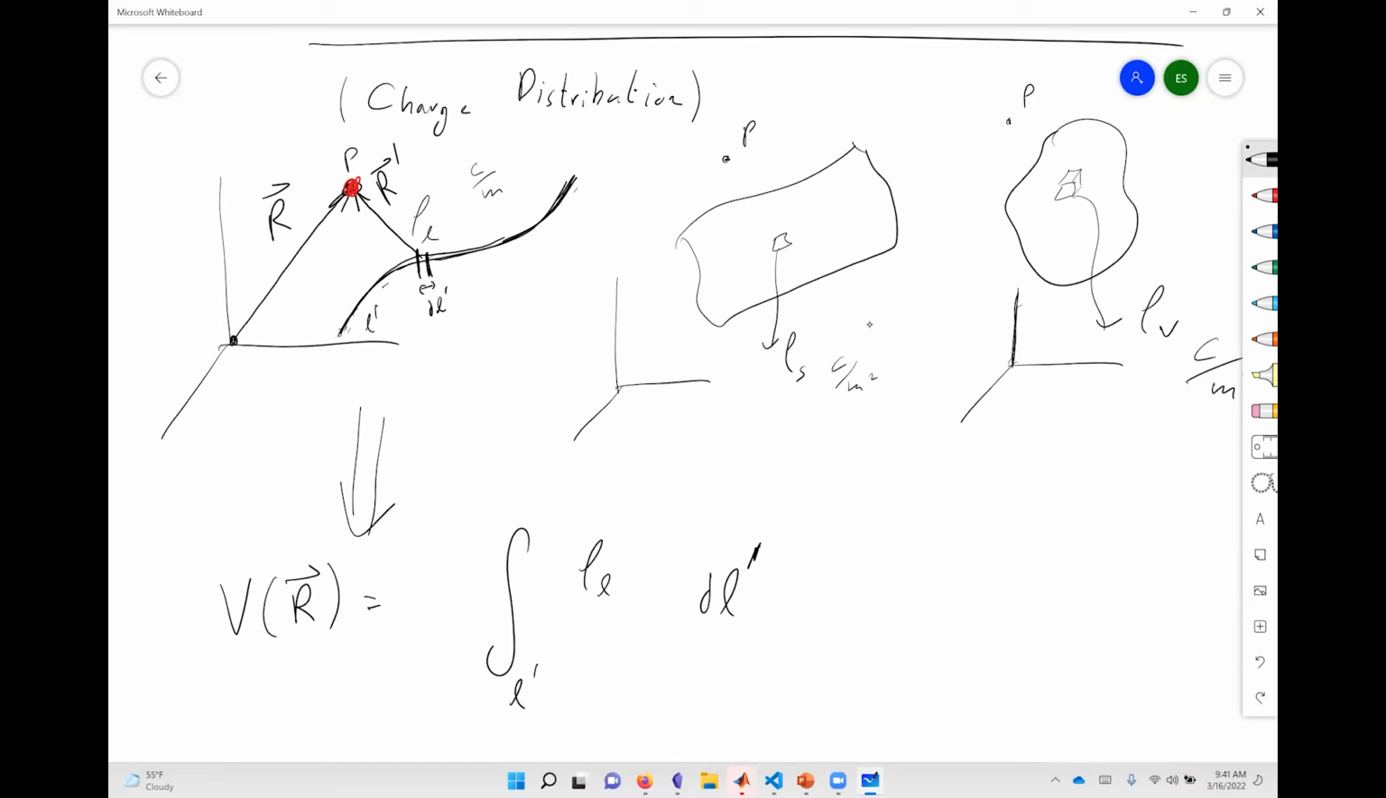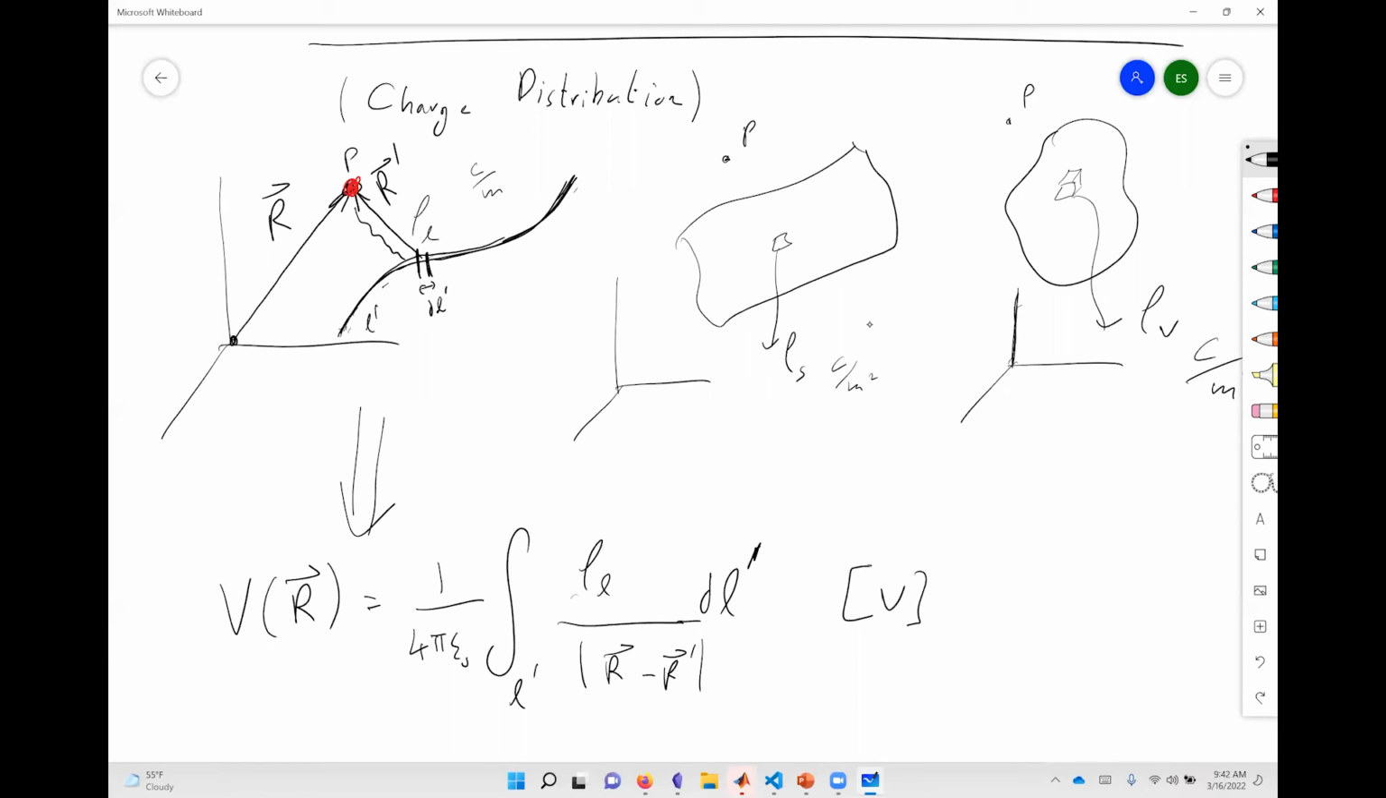So this is DL prime. So this is the charge over 4 pi epsilon naught. So I take out the 4 pi epsilon naught. And then R magnitude. R magnitude in this case is the magnitude of this vector, which is magnitude R minus R prime. This is it, volt.